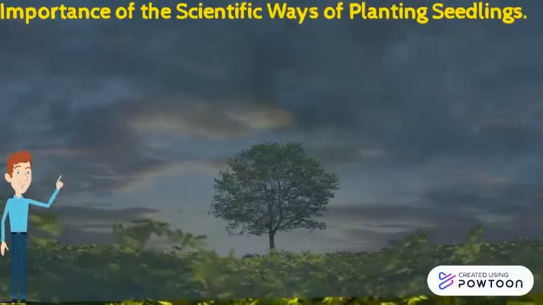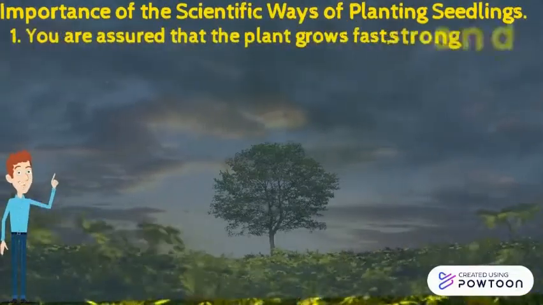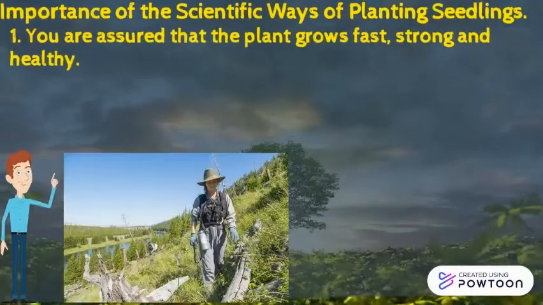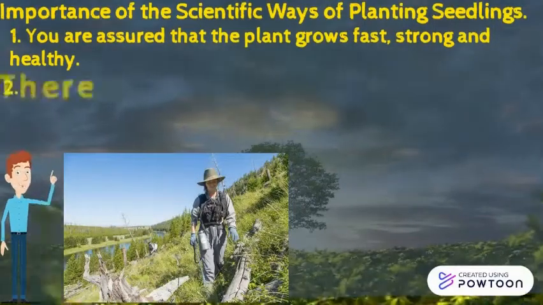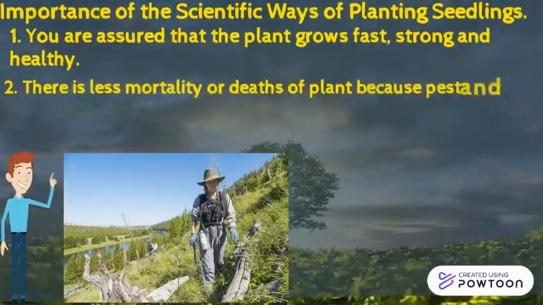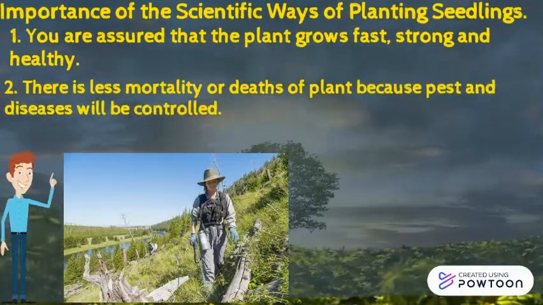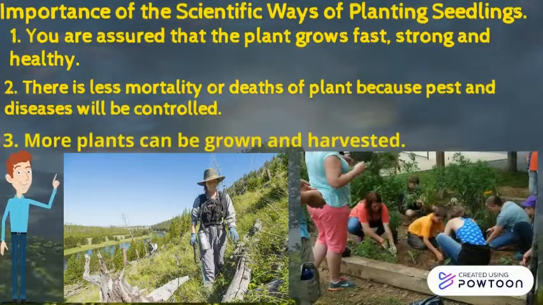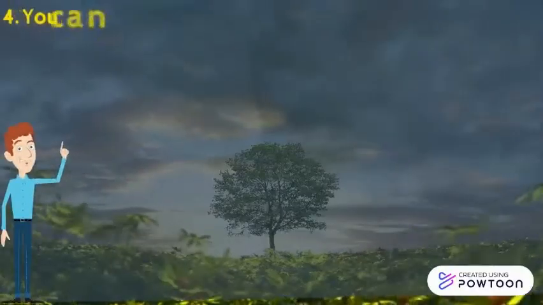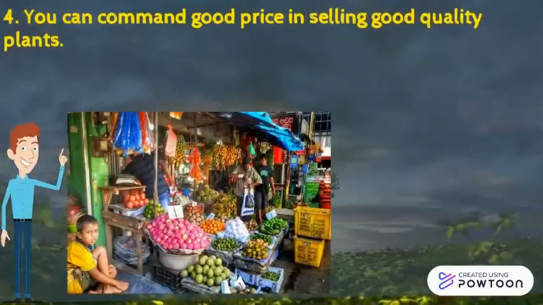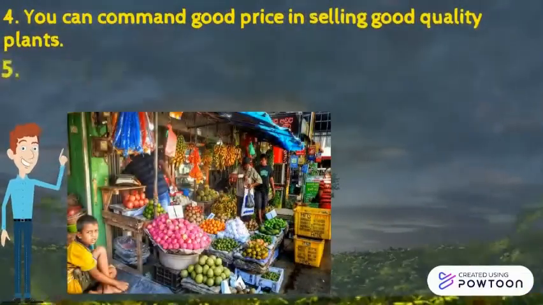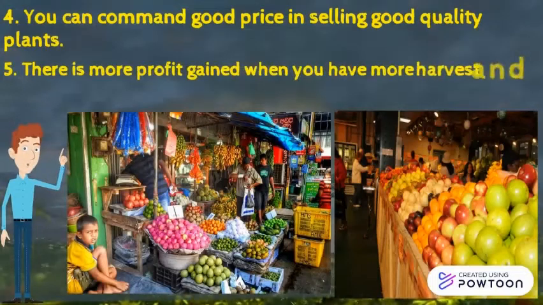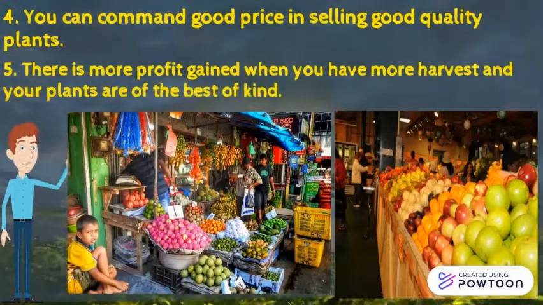Importance of scientific ways of planting seedlings. Number 1. You are assured that the plant grows fast, strong, and healthy. Number 2. There is less mortality or death of the plant because pests and disease will be controlled. Number 3. More plants can be grown and harvested. Number 4. You can command a good price in selling good quality plants. Number 5. There is more profit gain when you have more harvest and your plants are of the best kind.